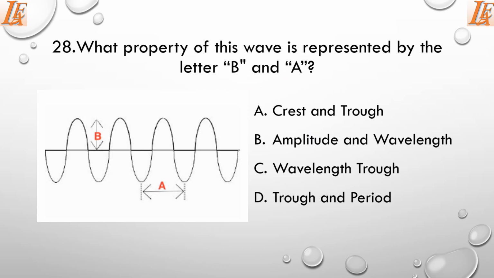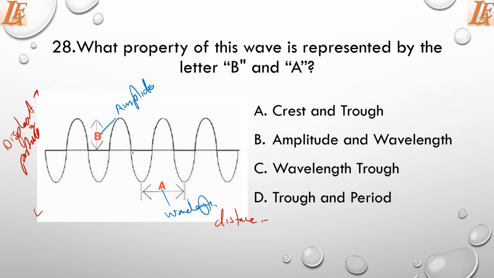Question 28. What property of this wave is represented by letters B and A? So in this case, we have this vertical axis representing displacement, the displacement of particles from the mean position, and the horizontal axis representing distance covered by the wave. Therefore B will represent amplitude. Then A will represent the distance between two successive troughs, which we call the wavelength. Therefore, in this case, B represents amplitude, A represents wavelength.